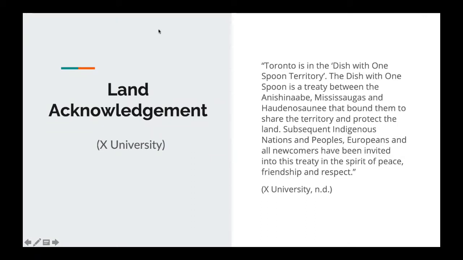Toronto is in the Dish with One Spoon territory. The Dish with One Spoon is a treaty between the Anishinaabe, Mississaugas, and Haudenosaunee that bound them to share the territory and protect the land. Subsequent Indigenous nations and peoples, Europeans, and all newcomers have been invited into this treaty in the spirit of peace, friendship, and respect. The land acknowledgement is just our first step in working towards truth and reconciliation.